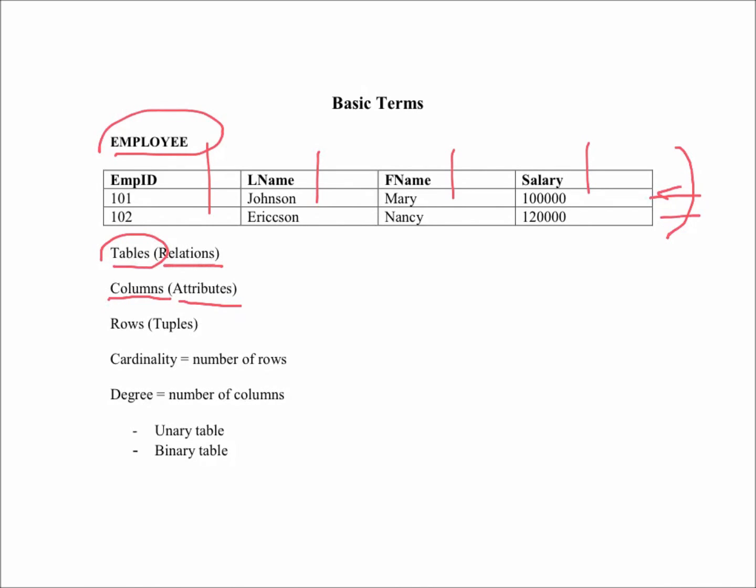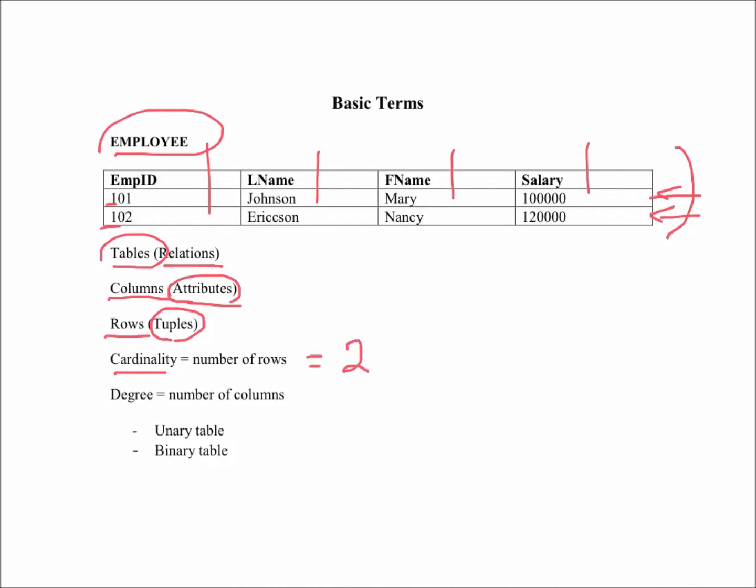And these rows are known as rows, and sometimes also known as tuples. Like attributes, tuples are more formal terms used in mathematics and other research communities. The number of rows is known as the cardinality. In this case, we count two rows, 101 and 102, so the cardinality of this table is 2.